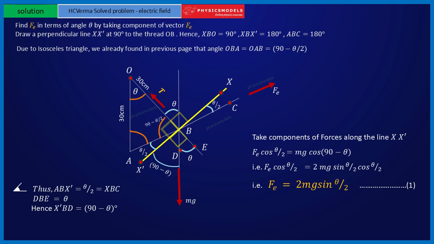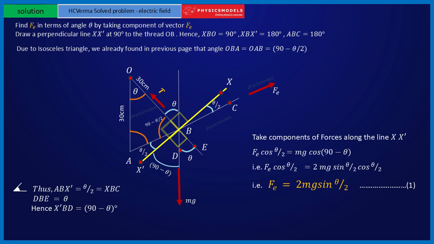You can see that ABX dash is theta by 2. Similarly, XBC is theta by 2. The angle DBE is theta. Therefore, the angle X dash BD is 90 minus theta. With these angles that are shown in blue color, we can start taking components and equate them.